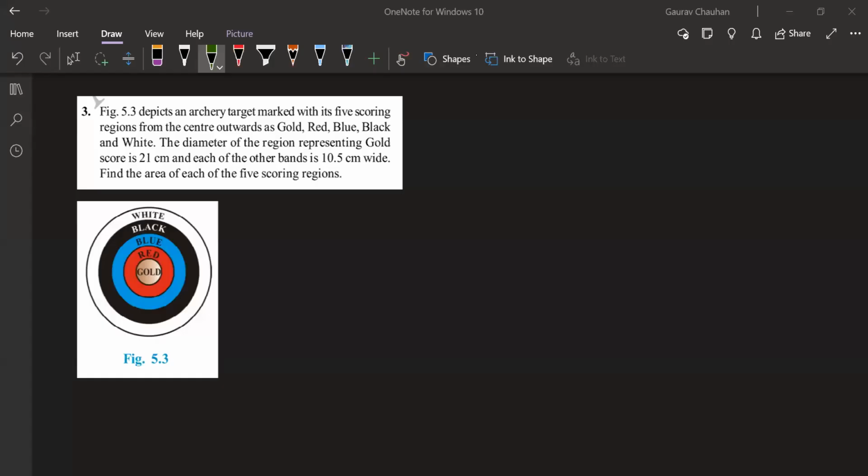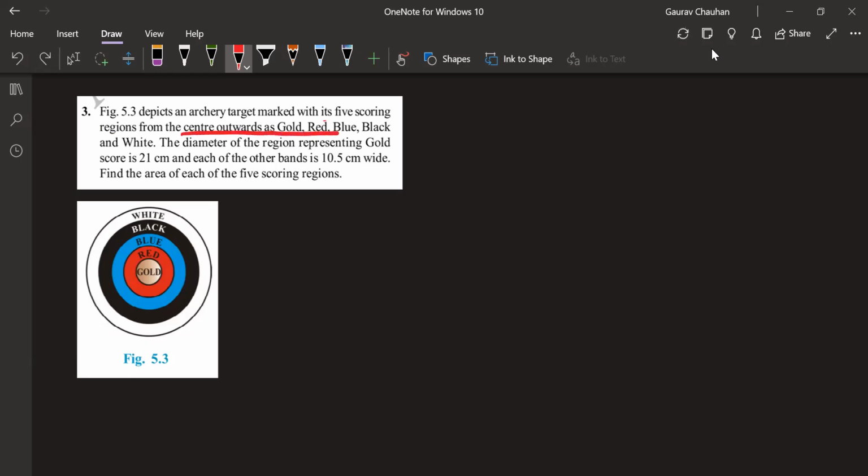All right, so we are doing question number 3 now. Discussing question number 3. This figure depicts an archery target. You know what archery is? Yes. All of you? All right. Archery target marked with its 5 scoring regions. If you hit at the center, in the gold spot, you get the maximum points, and if you hit the red spot, you get less points, and so on.